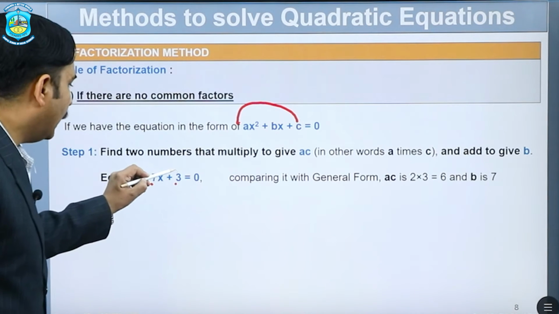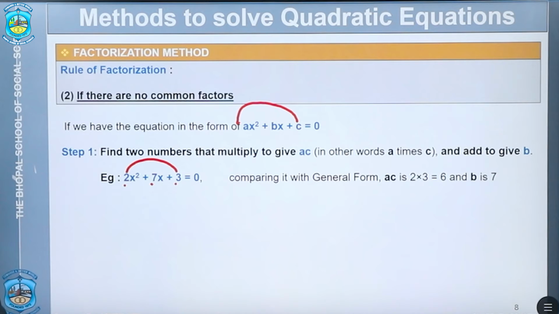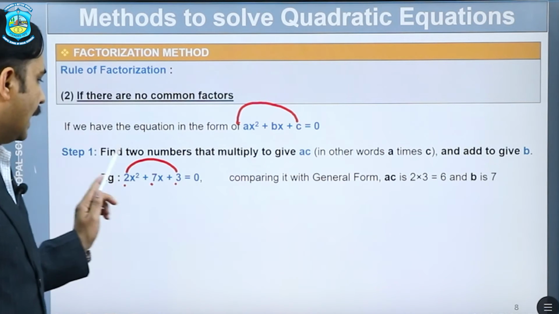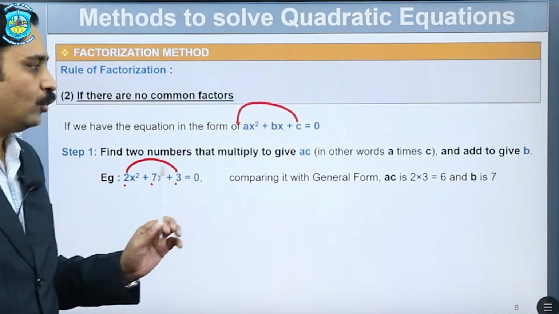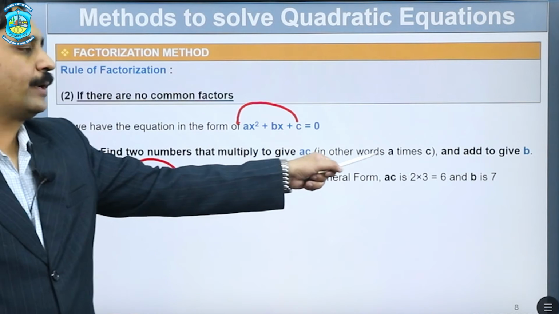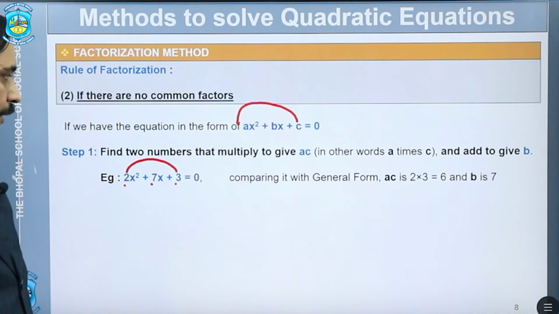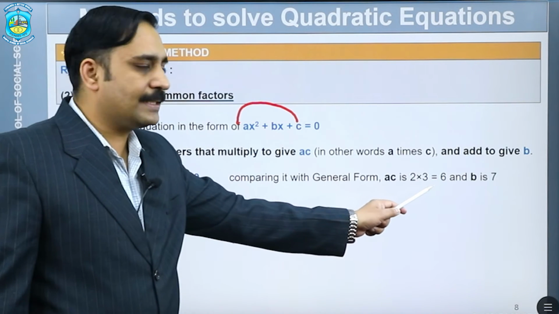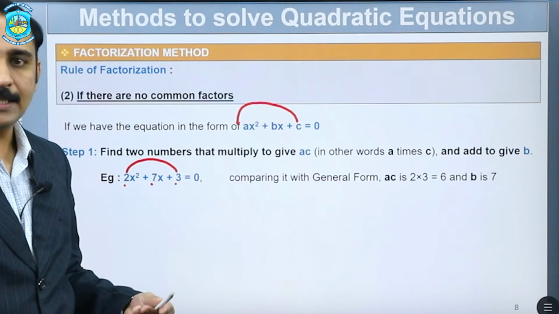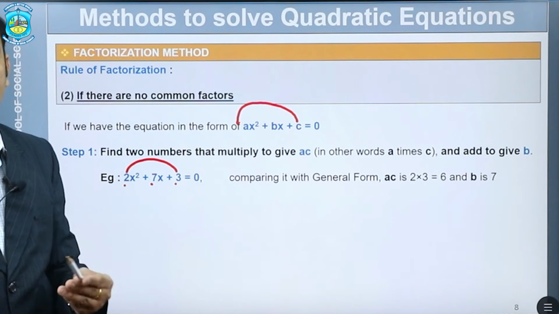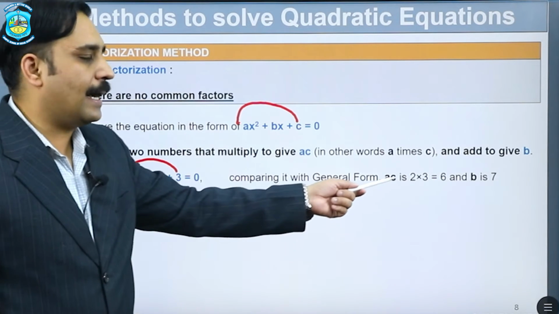Now what I'll do, I'll multiply this 3 with 2, which comes out to be 6. Now, what I have to do is add two values to get the value of b as 7. Okay, so I can write this 6 in the form of its multiples as 1 into 6 or 6 into 1. If together I add them both, I'll get the answer as 7.